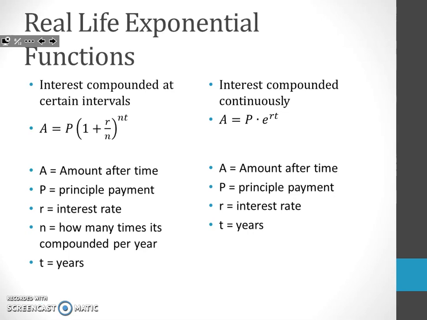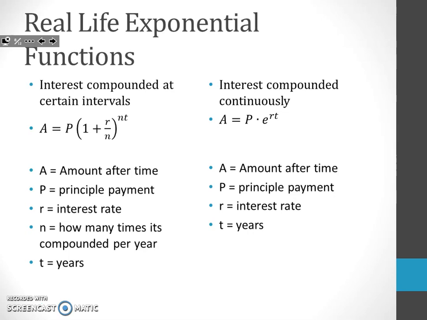Then your T is your last variable. That T is just how many years it's being compounded. So if you're reading the problem and it says something about being compounded semi-annually, quarterly, monthly, something along those lines, this is the formula that you have to use. There is another option, and that is if your interest is compounded continuously.